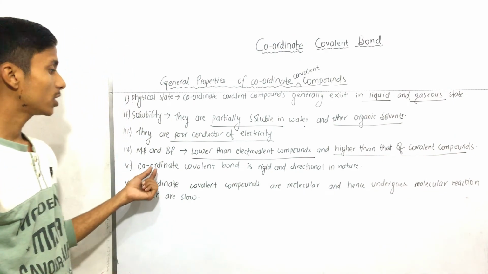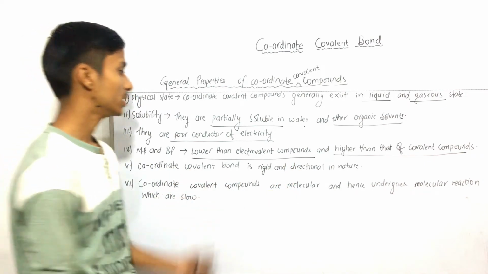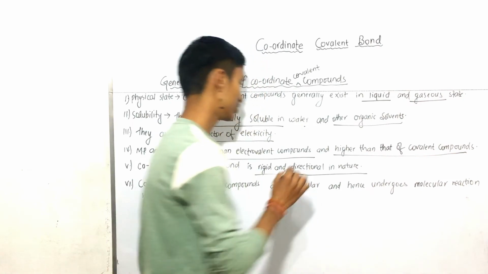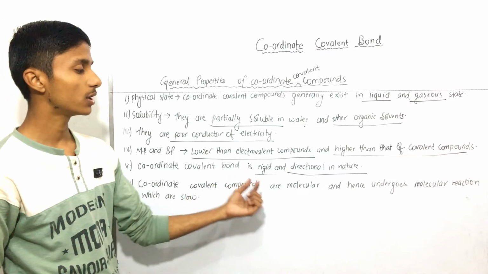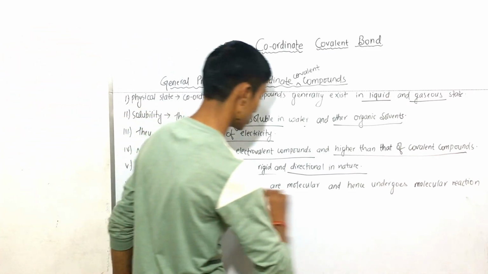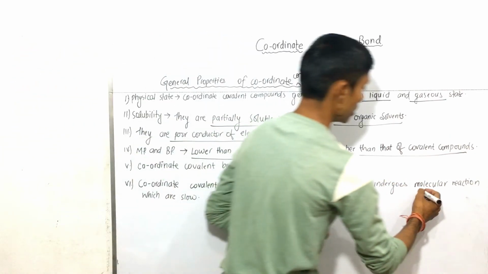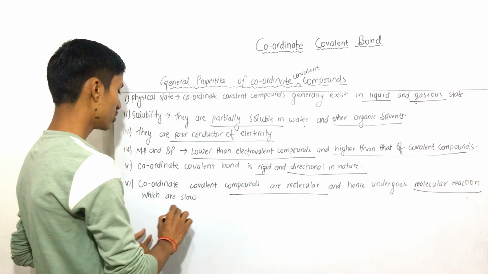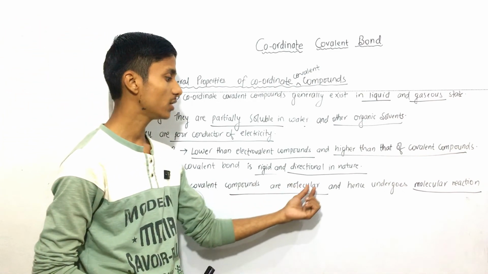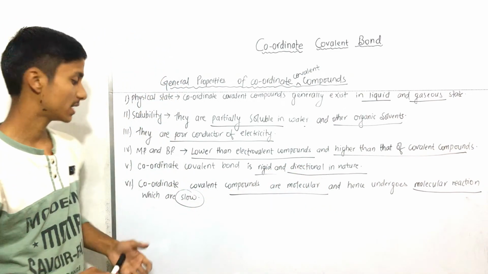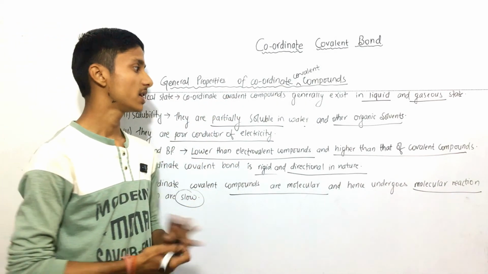Fifth, the coordinate covalent bond is rigid and directional in nature. Sixth and last, coordinate covalent compounds are molecular. Since they are molecular, molecular reactions take place in them, which are very slow. So coordinate covalent compounds are molecular and hence undergo molecular reactions which are slow. These are the general properties of coordinate covalent compounds that we have discussed.